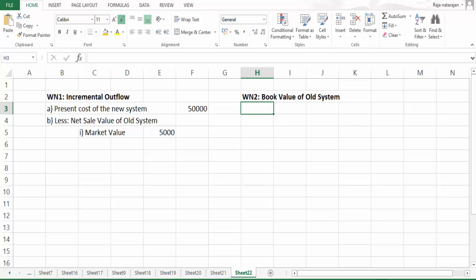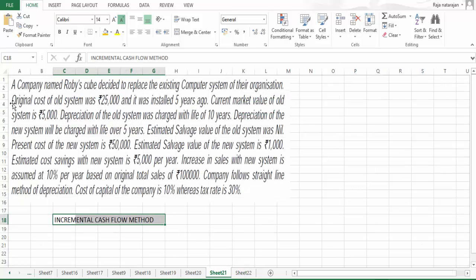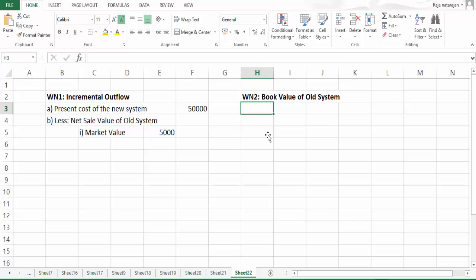So how do we do that? Let's go back to the question. Question says that the original cost of the system was 25,000 and it was installed 5 years ago. The estimated salvage value of the old system was nil. So this information will help us to understand what is the book value. So let me capture. What was the original cost? Original cost is 25,000 and estimated salvage value was nothing.